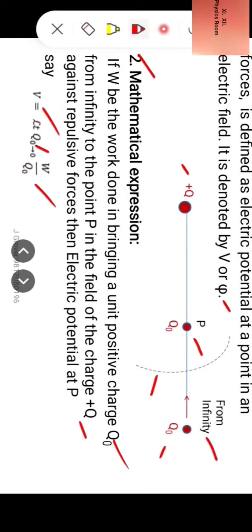Why should Q naught approach 0? Because if Q naught has a larger magnitude, then it will have its own electric field and will deform the results. So it must be very small, nearing 0.